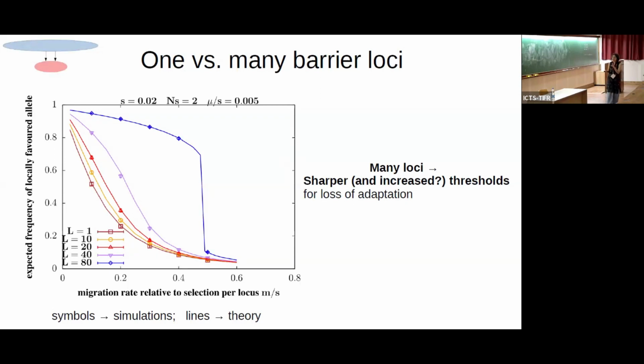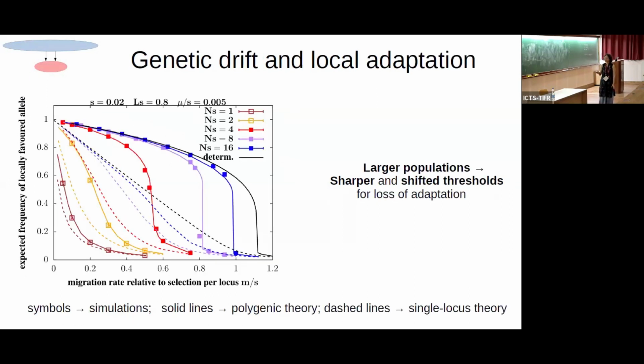I want to emphasize that we're also accounting for drift here, and I'll show that in more detail. Now I'm fixing the number of loci at 40. So you have 40 loci along the genome, and the different colors correspond to different population sizes of the island. Again, the symbols are simulations, and these solid lines are the full theory. For reference, I also show the dashed lines, which tell you what the allele frequency would be if it was just a single locus with that level of NS.